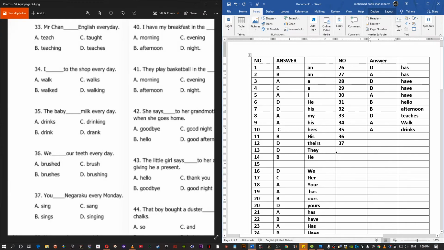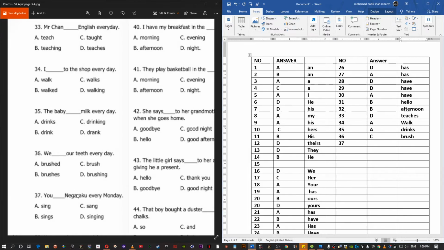36. We our teeth every day. Brushing. The trick is that it is "we". Every day, but we are plural, so we have to use present tense, but for plural, untuk ramai, so tak boleh tambah. So the answer is C. 36 is brush. We brush our teeth every day.